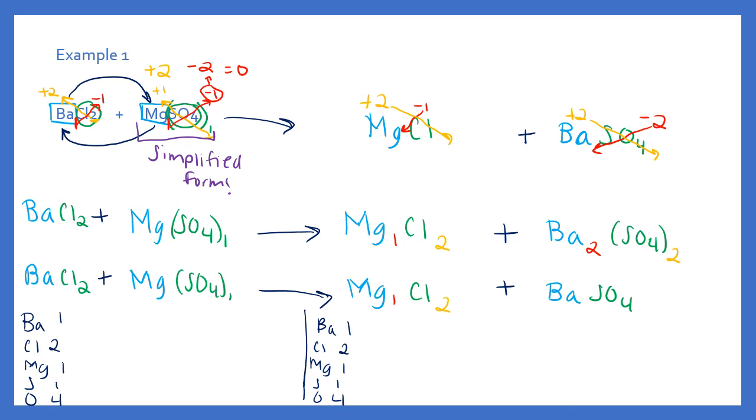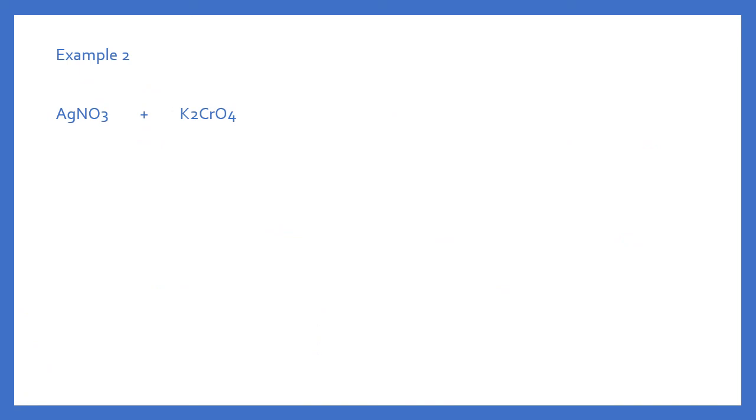And if we look, barium is 1 and 1, nice job. Chlorine Cl is 2 and 2, nice job. Magnesium is 1 and 1, great. Sulfur is 1 and 1, oxygen is 4 and 4. Okay, perfect. Let's move on. Next example. All right, metals versus nonmetals.